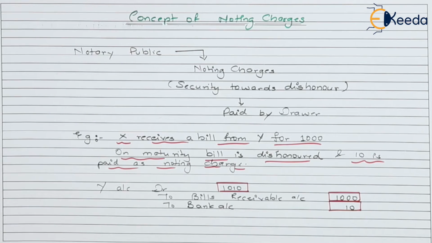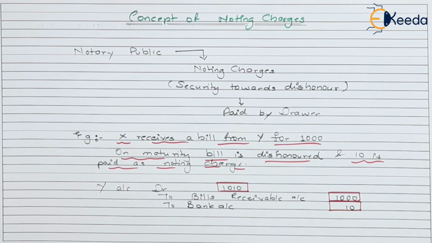Now if you see, the entry that we have passed is Y, the acceptor, debited with an amount of 1010 instead of 1000 because a noting charge has also been applied here. On the credit side, we have bills receivable 1000 and to bank account 10 rupees, which is the noting charge. That is an addition to the amount he is supposed to pay up because this noting charge has been added to the bill now.